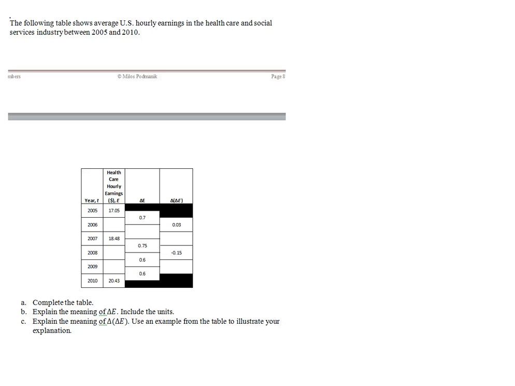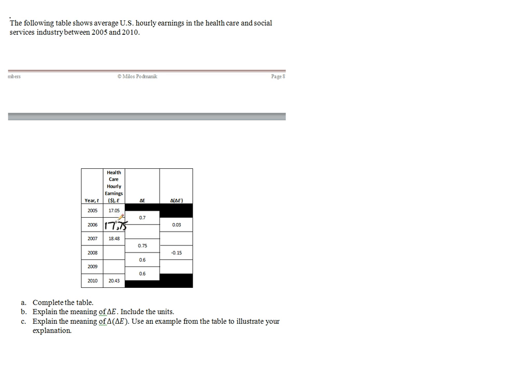In this table, we're looking at the year and the average hourly earnings of people in healthcare. We want to first off complete the table. So in this case, we have to be a little bit cautious because we see that here are the earnings, here are the change in the earnings. Because the earnings go up by 0.7, we would expect here that they would be 0.7 or 70 cents more, which would put us at 17.75.